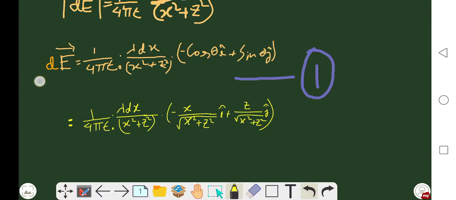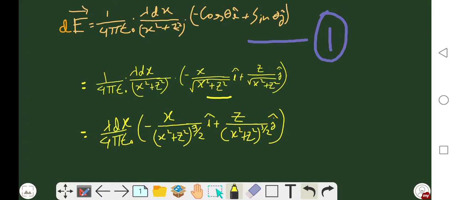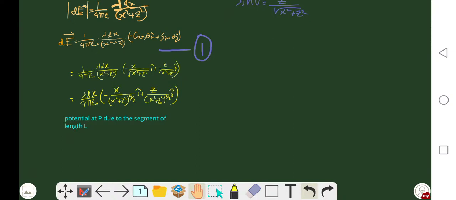So what I have done is I multiplied this 1 by x square plus z square with this 1 by root over x square plus z square, and I get x square plus z square to the power 3 by 2, and here also.